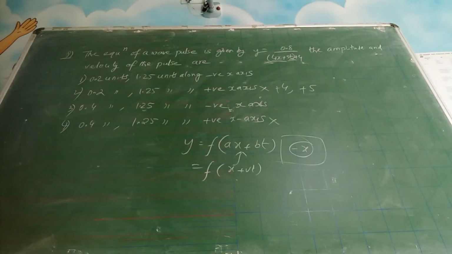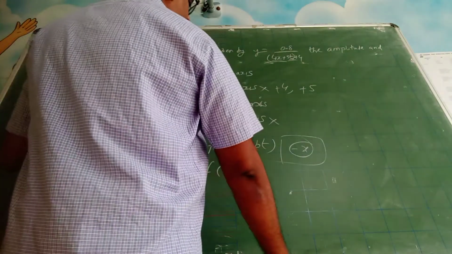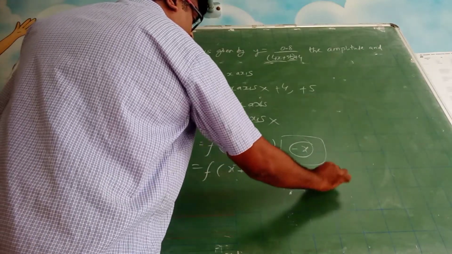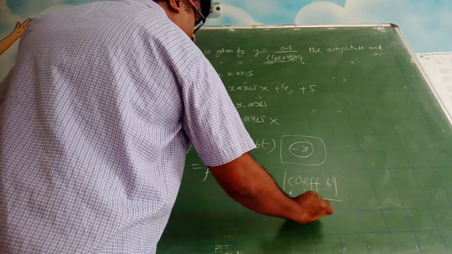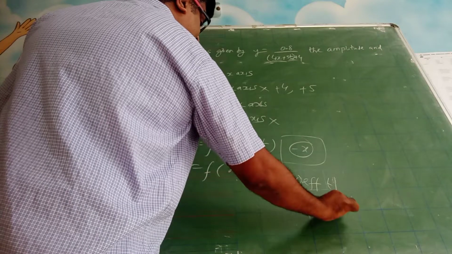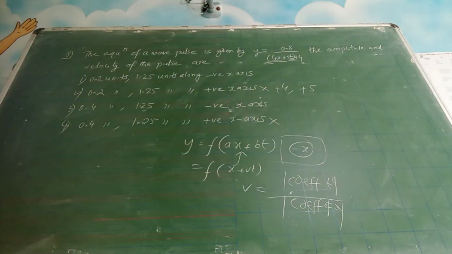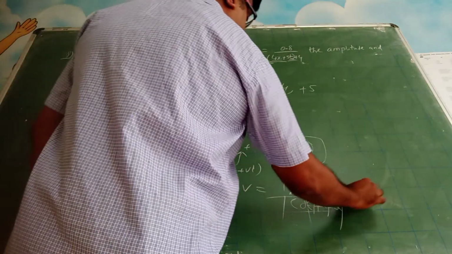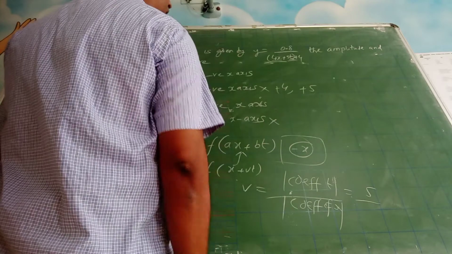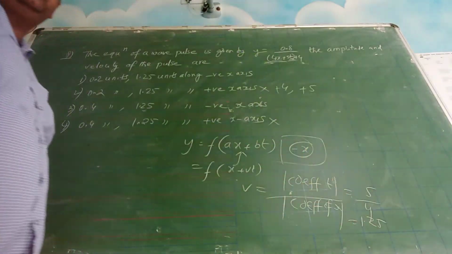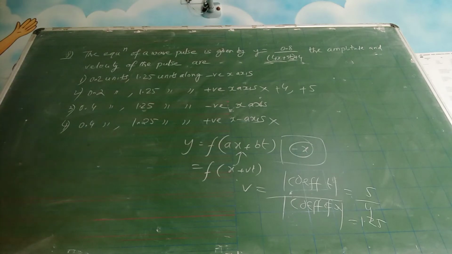Now we have to find the amplitude and velocity. How do you get the velocity? You have to take the magnitude of coefficient of t divided by coefficient of x. This is the formula to find out the speed of the wave. So coefficient of t is 5 divided by coefficient of x is 4. So it is 1.25 units. Okay. So that's also fine.